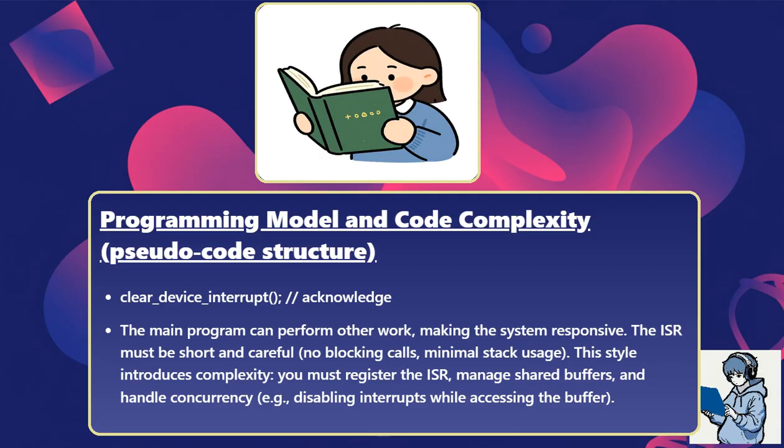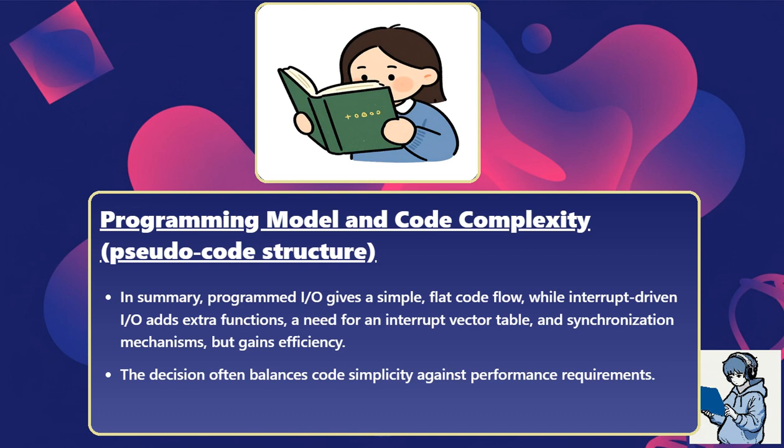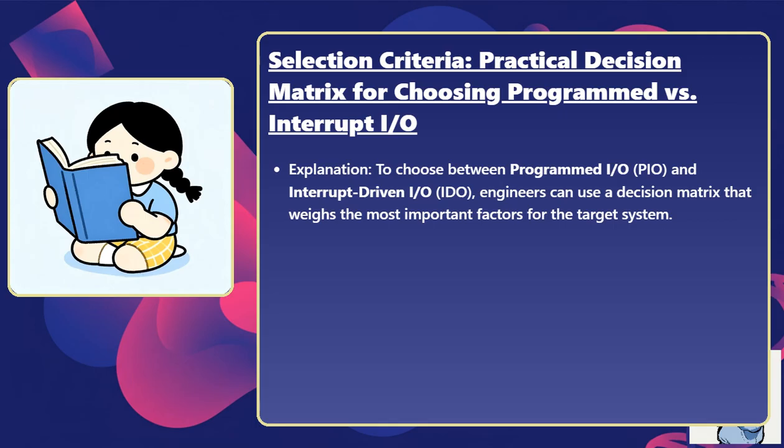This style introduces complexity: you must register the ISR, manage shared buffers, and handle concurrency, for example, disabling interrupts while accessing the buffer. In summary, programmed I/O gives a simple flat code flow, while interrupt-driven I/O adds extra functions, a need for an interrupt vector table and synchronization mechanisms, but gains efficiency. The decision often balances code simplicity against performance requirements. To choose between programmed I/O, PIO, and interrupt-driven I/O, IDO, engineers can use a decision matrix that weighs the most important factors for the target system.